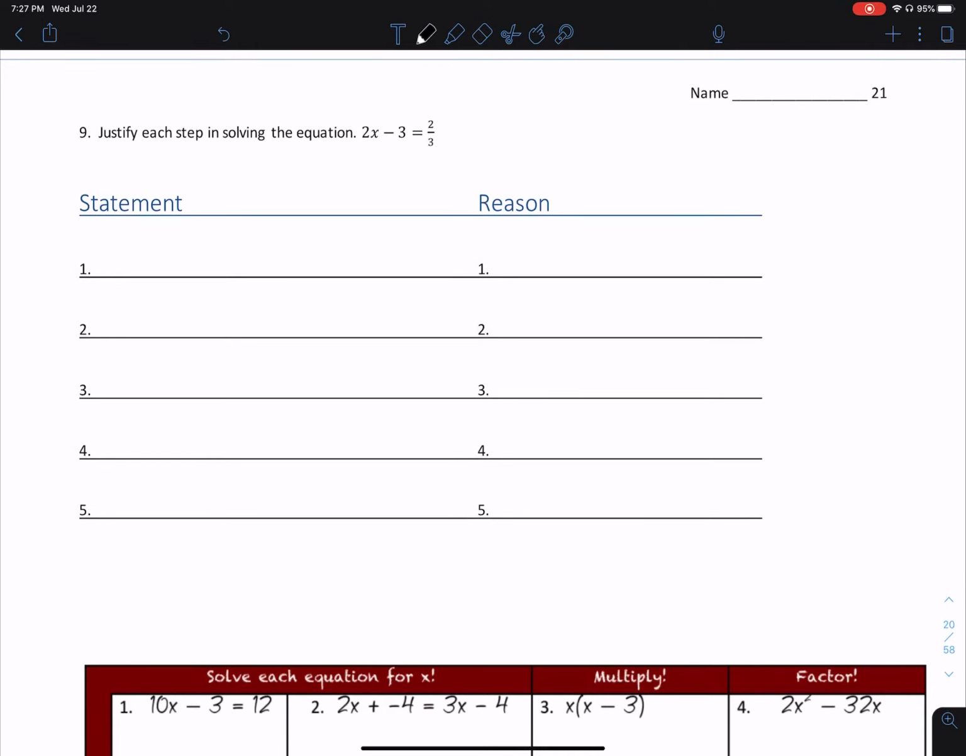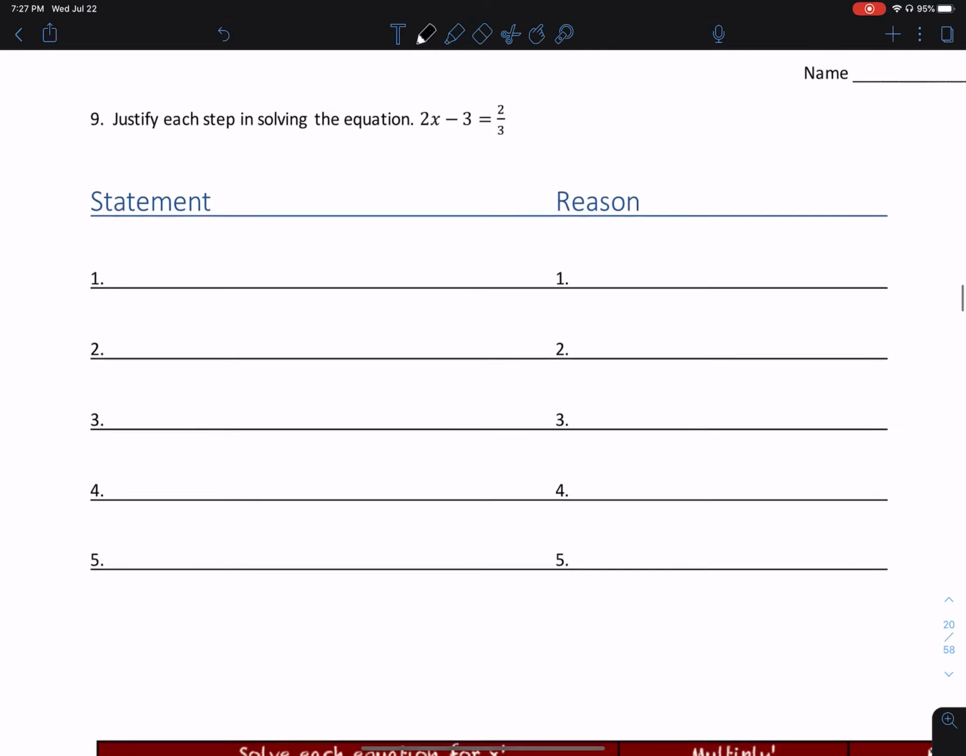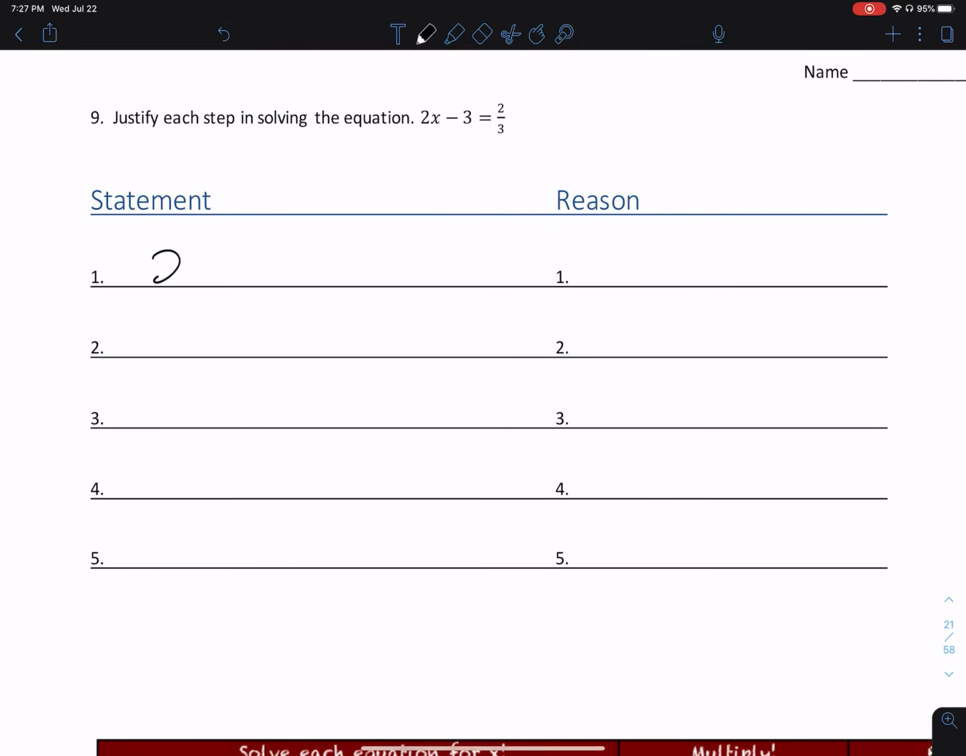Number 9, justify each step in the following in solving the equation. They don't tell us what we're trying to get for the answer. So we're going to take the original equation and we will say that we know that's true because it was given to us.